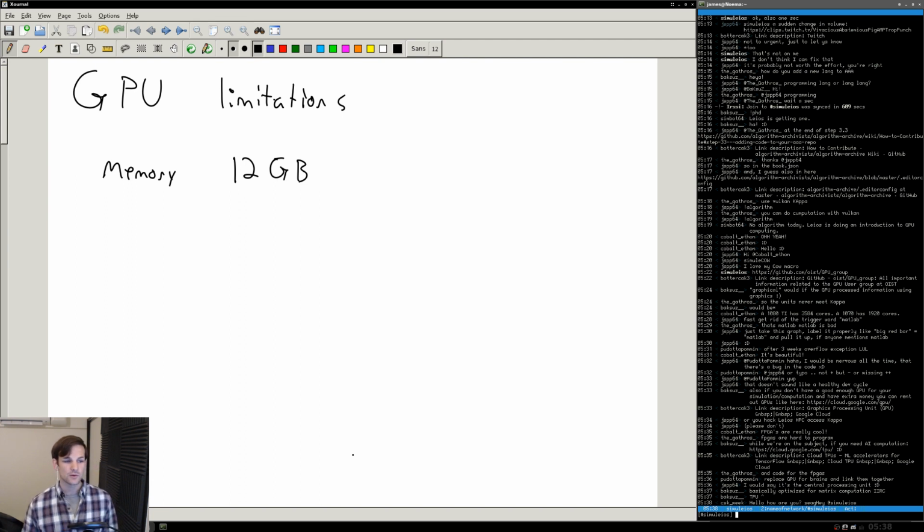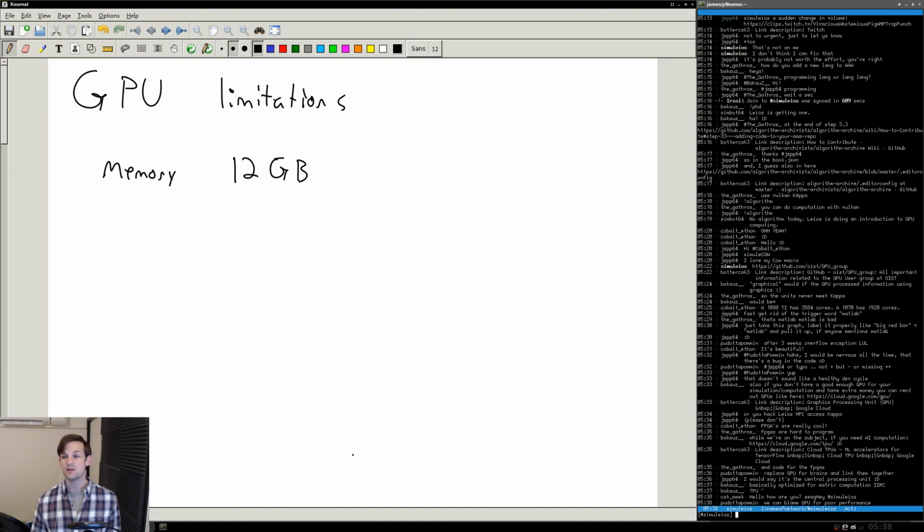Now, in some cases, 12 gigabytes is actually more than you'll need. If you're doing some physical simulations, you can get away with such a small amount of memory. But if you're doing, for example, genome processing, that's impossible to do on a GPU just because it requires way too much memory.